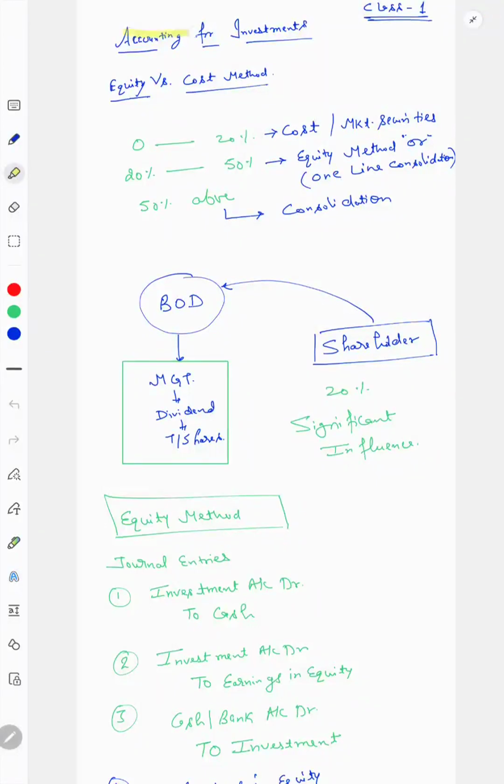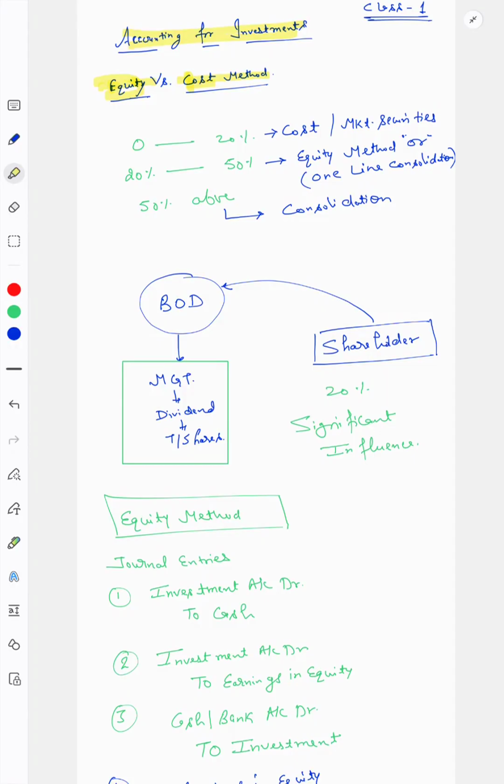Today's class is on accounting for investments. In accounting for investments we have two methods, the equity method and the cost method. Before we start, we first need to understand the concept of the equity and cost methods and why we need them. The question that should come to our mind is: what cost should we recognize for our investments in our books?